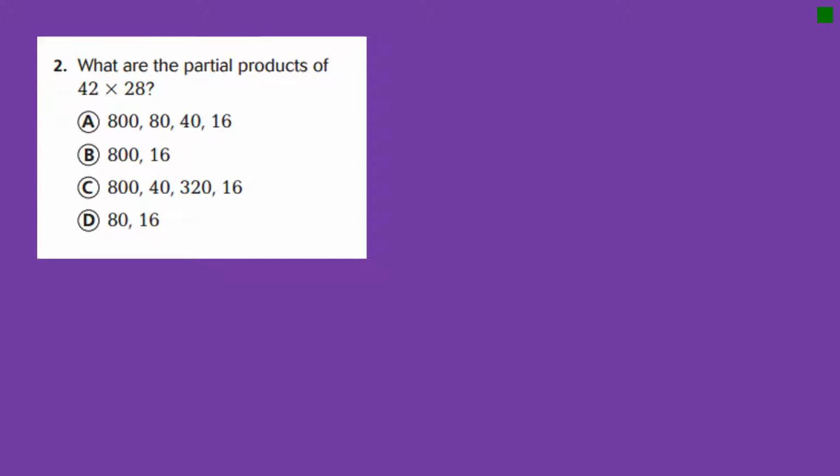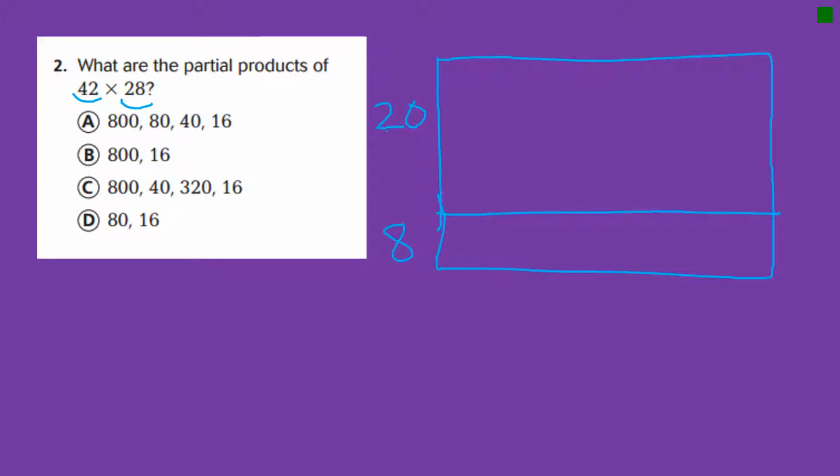Okay, here we go, guys. This is on the back, a little practice on the back, multiple choice, right? Number 2. What are the partial products of 42 times 28? This is going to be the third one of these that we've done. So I know you guys are killing it right now. Like I always say, I put the smaller one there just because it's a smaller side. 20 plus 8 is 28. So that's how many rows we have.